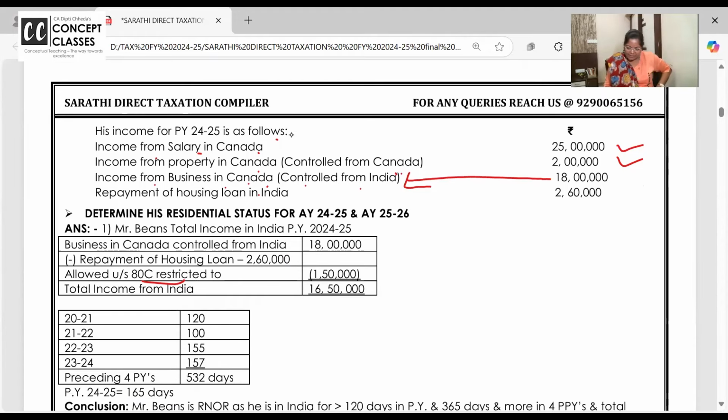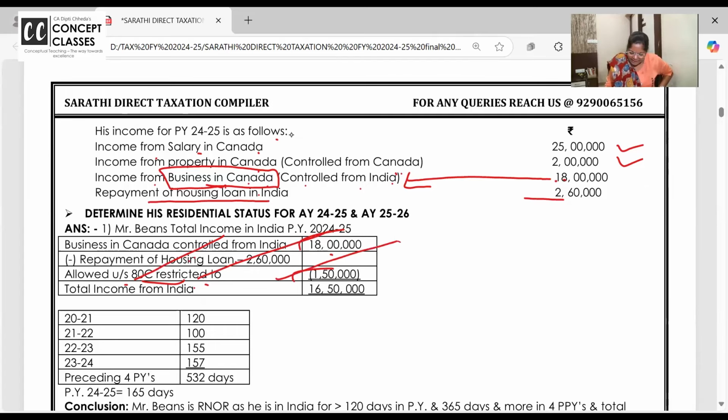Controlled in India. Can I say this is income earned in India? Ma'am, but the business income is in Canada. But it is controlled in India, no? Heads and brains, so this is India's income. And he has repaid some housing loan. So when you repay a housing loan, you get an 80C deduction of 150.